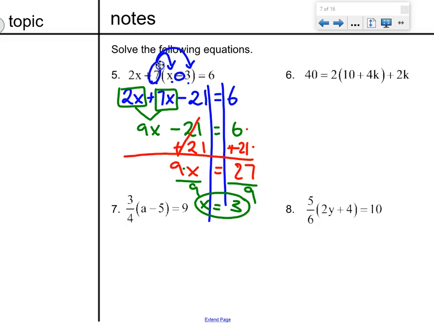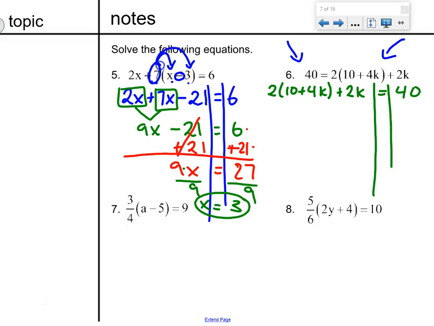For 6, if we look, our variable are over here on this side, and we're used to seeing them over here on this side. So what we can do to start is to just flip our equation. Put the 2 times 10 plus 4k plus 2k over here equals 40. Draw those railroad tracks, and now we're off to a great start. We have parentheses, which means we can distribute. So we're going to distribute this 2 to the 10 and the 4k. 2 times 10 is 20. 2 times 4k is 8k. Plus 2k equals 40.